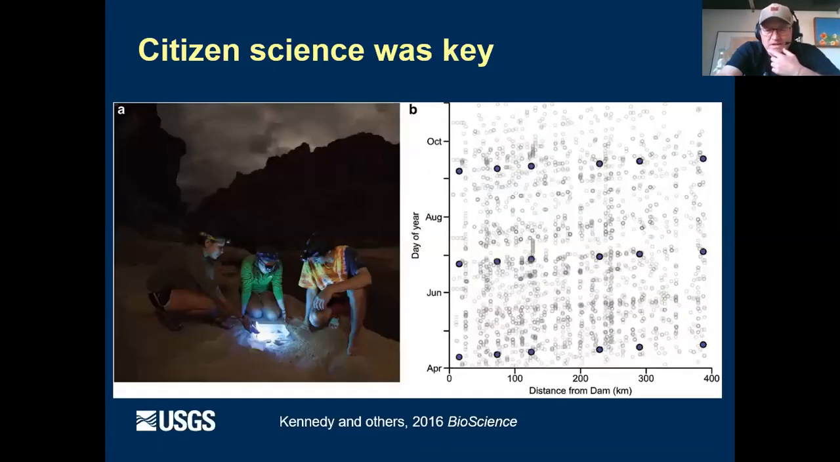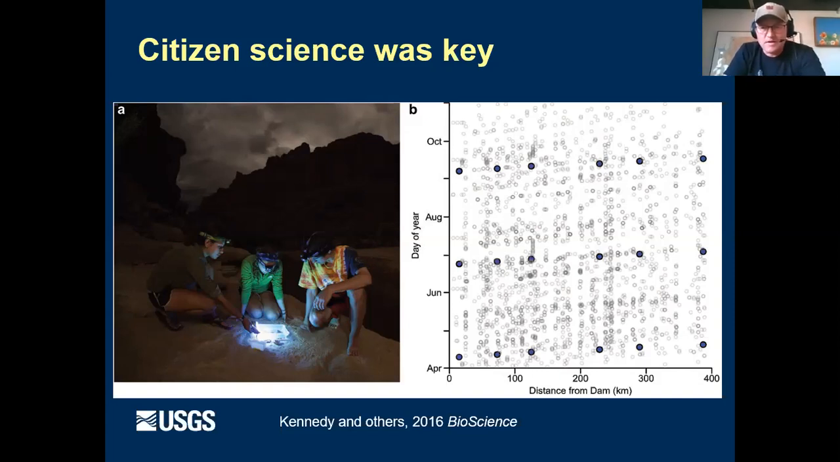And I want to just give a shout out to all the river guides and everyone that's helped us with this work. Citizen science was absolutely key to painting that picture that I showed in the previous diagram. This here on the left is a picture of these light traps that folks have been helping us put out. These are set out for an hour each night in camp after sunset. And the contents are poured into a bottle and then brought back to the USGS for processing.